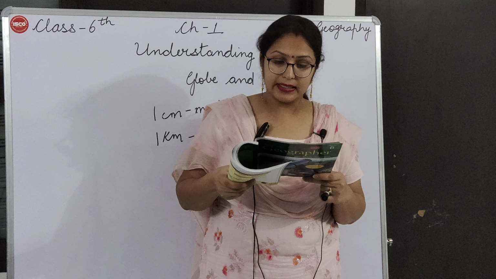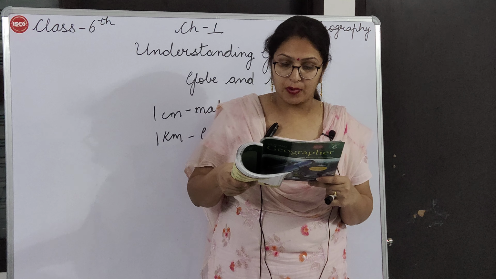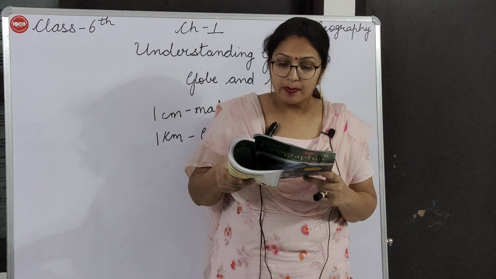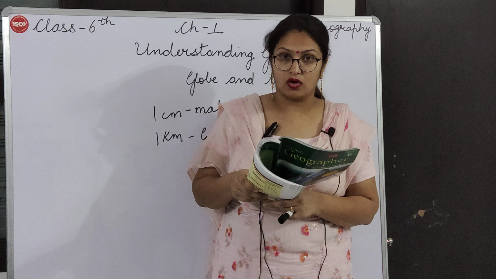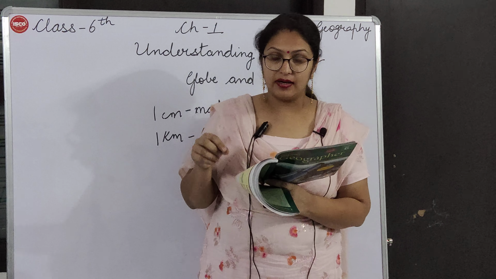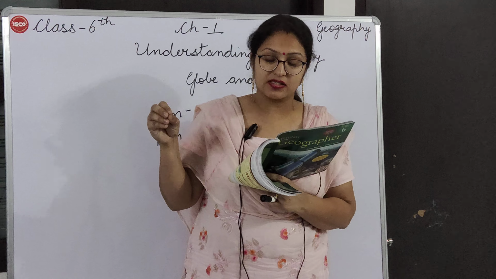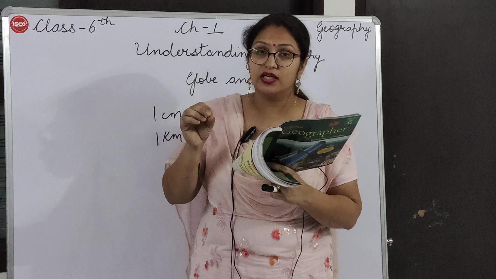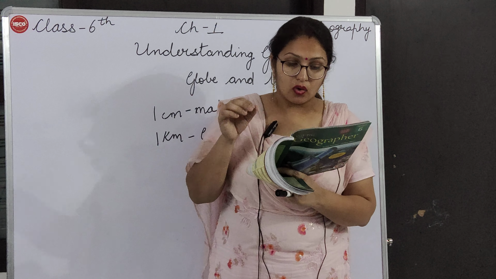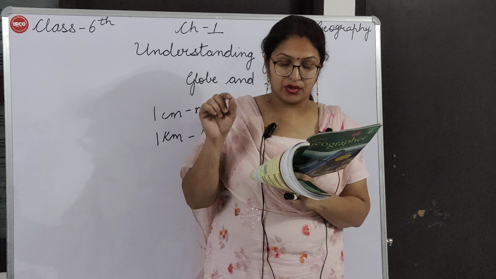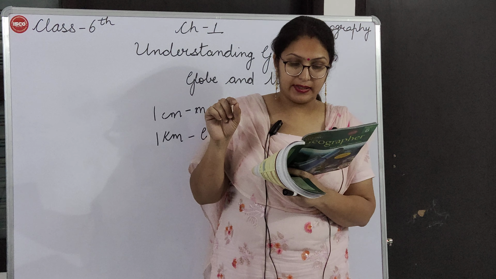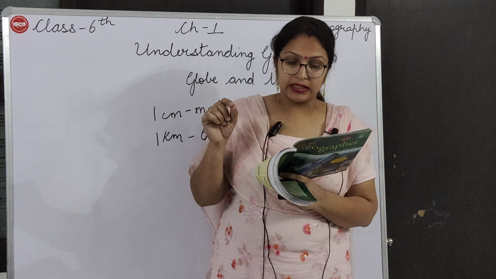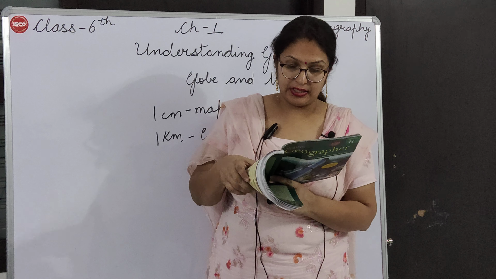Then these cardinal directions also correspond to specific degrees, some particular degrees on the compass. North shows 0 degrees, south 180 degrees, east 90 degrees, west 270 degrees.